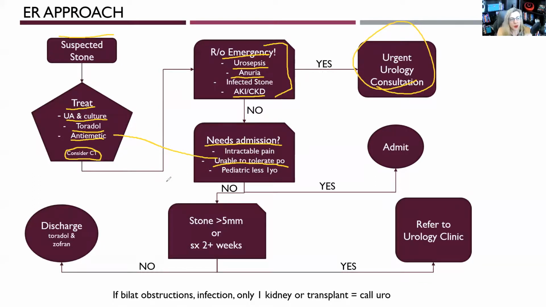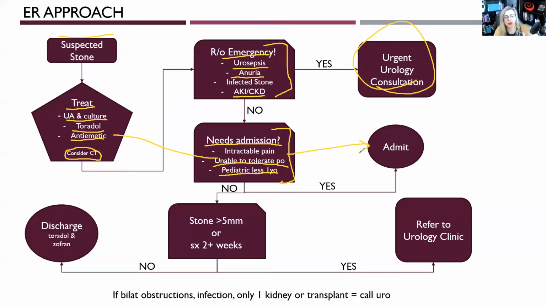Also, another one that I wanted to specifically talk about is any kid less than 1 year old that has a kidney stone is super unusual. Okay. There's something wrong. There's something genetic that requires a workup. That kid needs an admission. So if there's any of these things, you need to go ahead and admit.